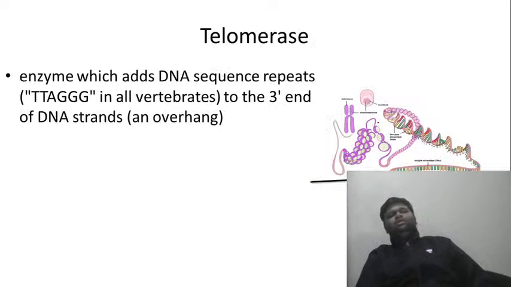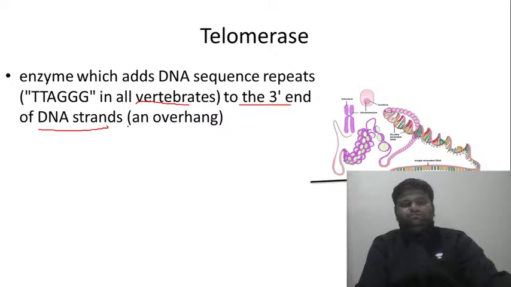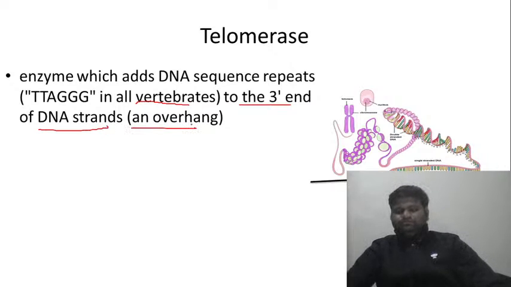So telomerase is the enzyme which adds DNA sequence repeats. It is TTAGGG in all vertebrates. It adds through the 3' end of the DNA strand. That is an overhang.